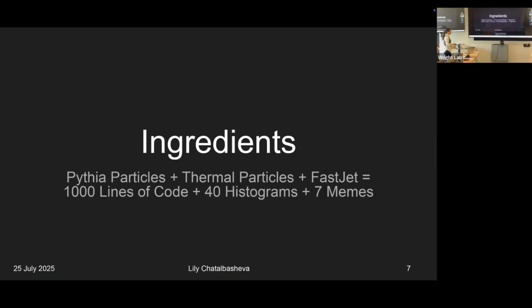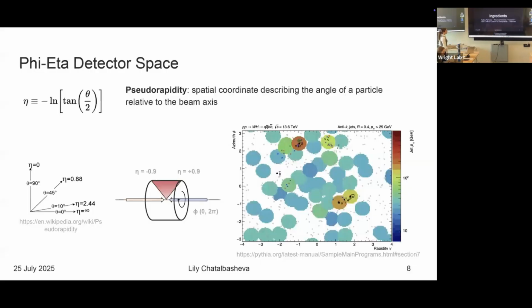So with those three ingredients, I was able to create a toy model to some extent, pretty closely mimicking real data, recreating the background or the quark-gluon plasma. So the end product was just 1,000 lines of code, more than 40 histograms, and 7 amazing memes, which I decided not to include, and I'm very regretful of that now.